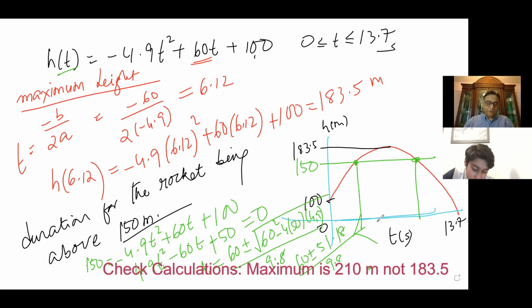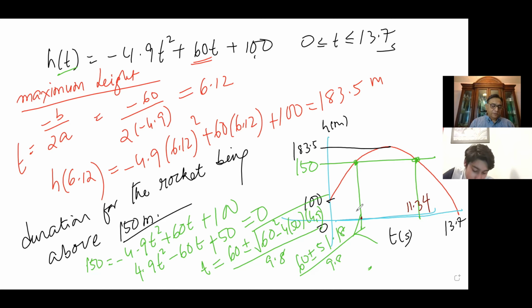Okay, sir. When you add 60 and then divide by 9.8, you get a higher value, which is 11.34. Yeah, I got 11.34. Find the other value. So that means this time 60 minus 51.18, right? Yes, sir. So 60 minus 51.18, and then you divide by 9.8. 0.9. I got 0.9, sir, as well. So correct. So during this duration, it is above this height. Do you see that? Yes, sir.